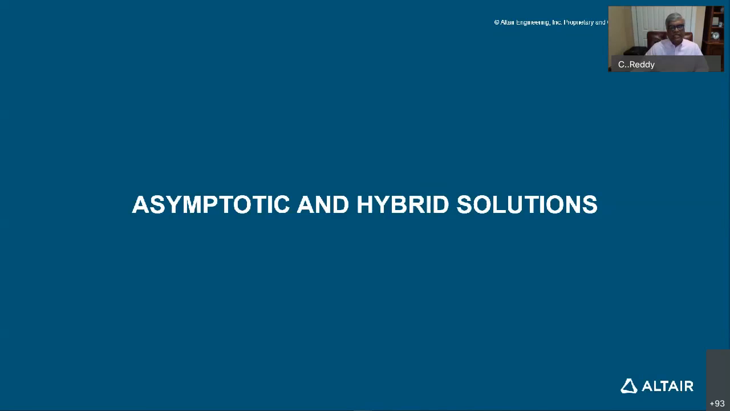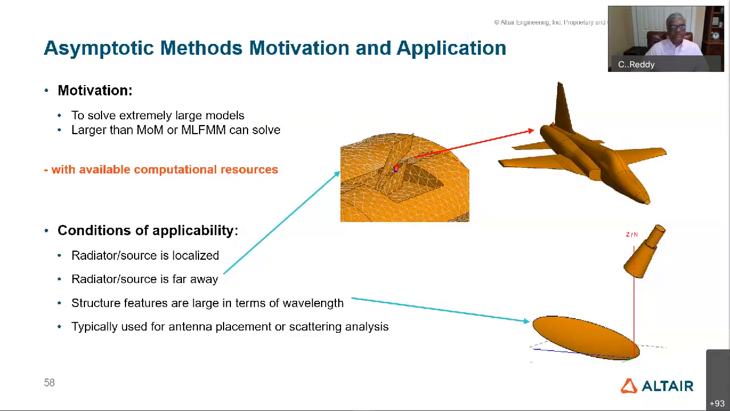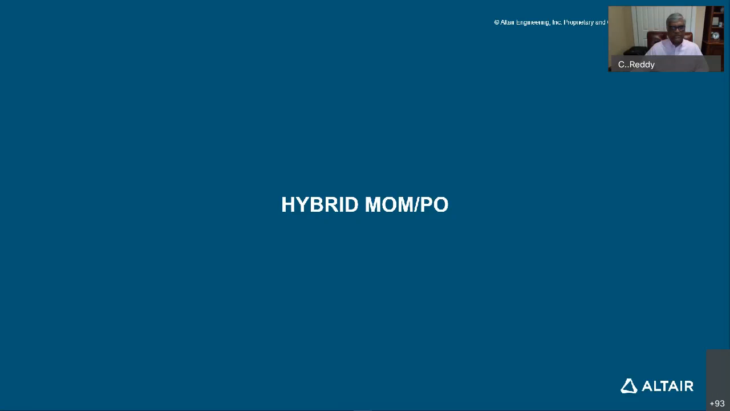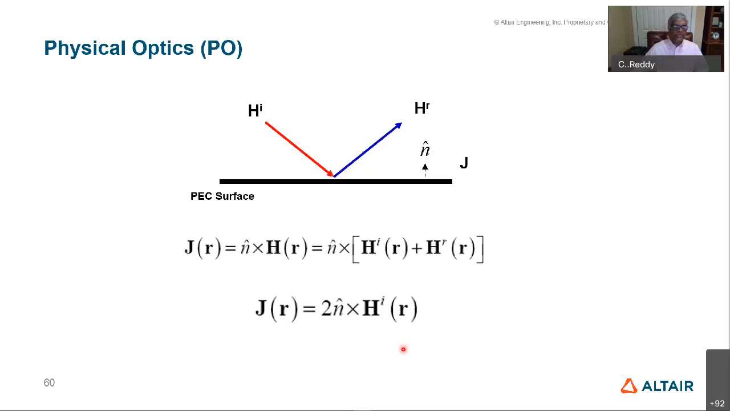So let's move on to the asymptotic and hybrid solutions. The motivation is that when the objects become electrically large and the mesh size becomes too much for computational resources, that's when you would like to apply the asymptotic solutions. First, let's take a physical optics approach.